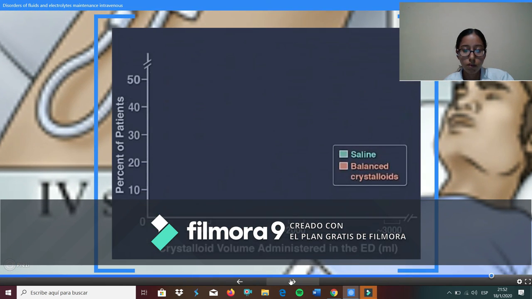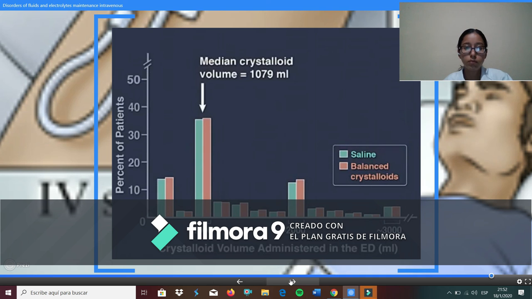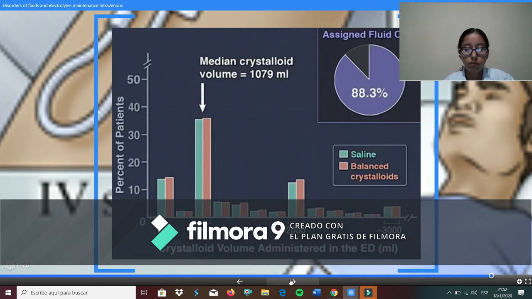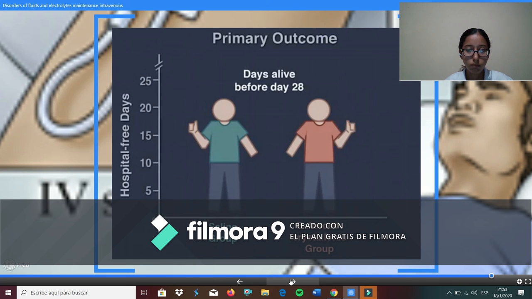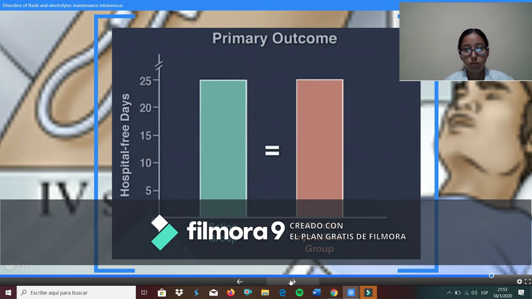The median crystalloid volume received was 1,079 milliliters, and 88.3% of patients received only the assigned fluid. The primary outcome of hospital-free days, defined as days alive after discharge before day 28, was the same in the balanced crystalloids group and the saline group, 25 days versus 25 days.